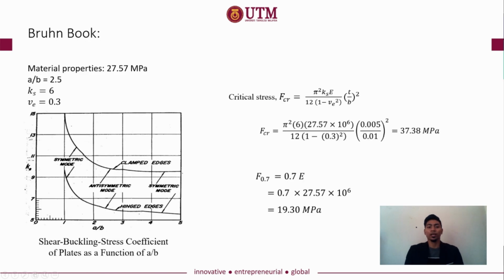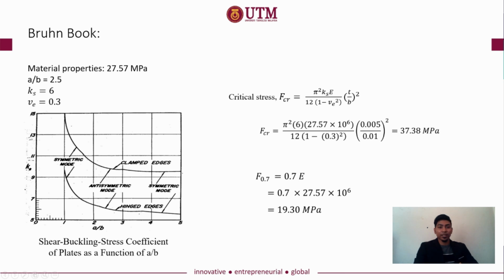Next, for this structural analysis, we refer to the Bruhn book. The element taken from the tail has A over B of 2.5. Using this graph, the shear buckling stress coefficient is 6. By applying the critical stress formulation here, we obtain a critical stress of 37.38 megapascal.